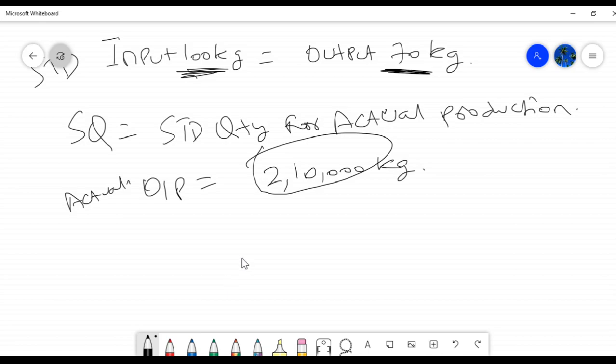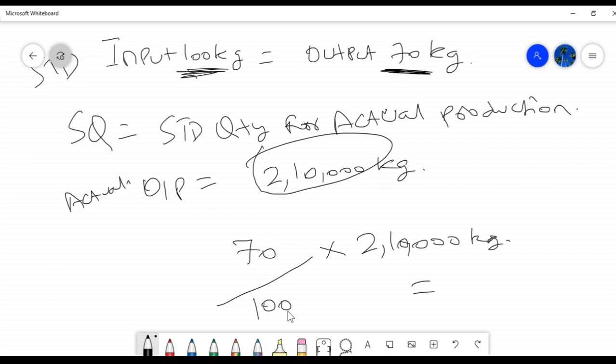Okay. Then 70 is an output, and for 2,10,000 kg how much? For 100 kg of input, we got an output of 70 kg. Then what about 2,10,000 kg of output? For this, how much input will we get? Correct or wrong? 50,000.